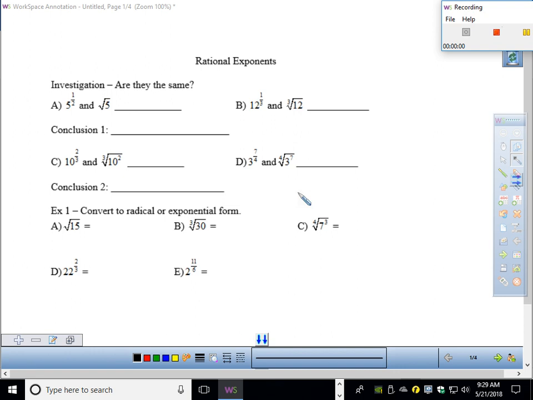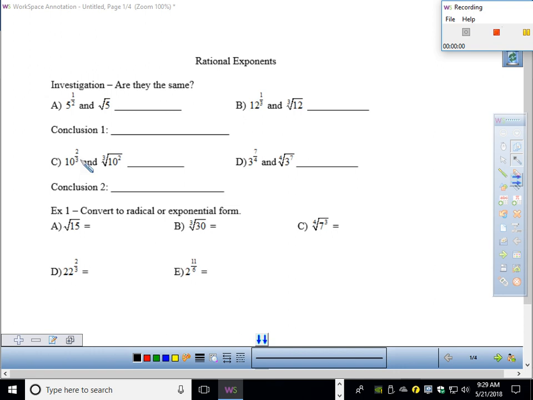But in the meantime, I guess just a very quick explanation. What does it mean to be a rational exponent? And then we'll jump into the investigation. A rational exponent really just means fractional exponent. So you can even see these within the investigation: 5 raised to the 1/2 power, 12 raised to the 1/3 power, 3 raised to the 7/4 power, 10 raised to the 2/3 power.